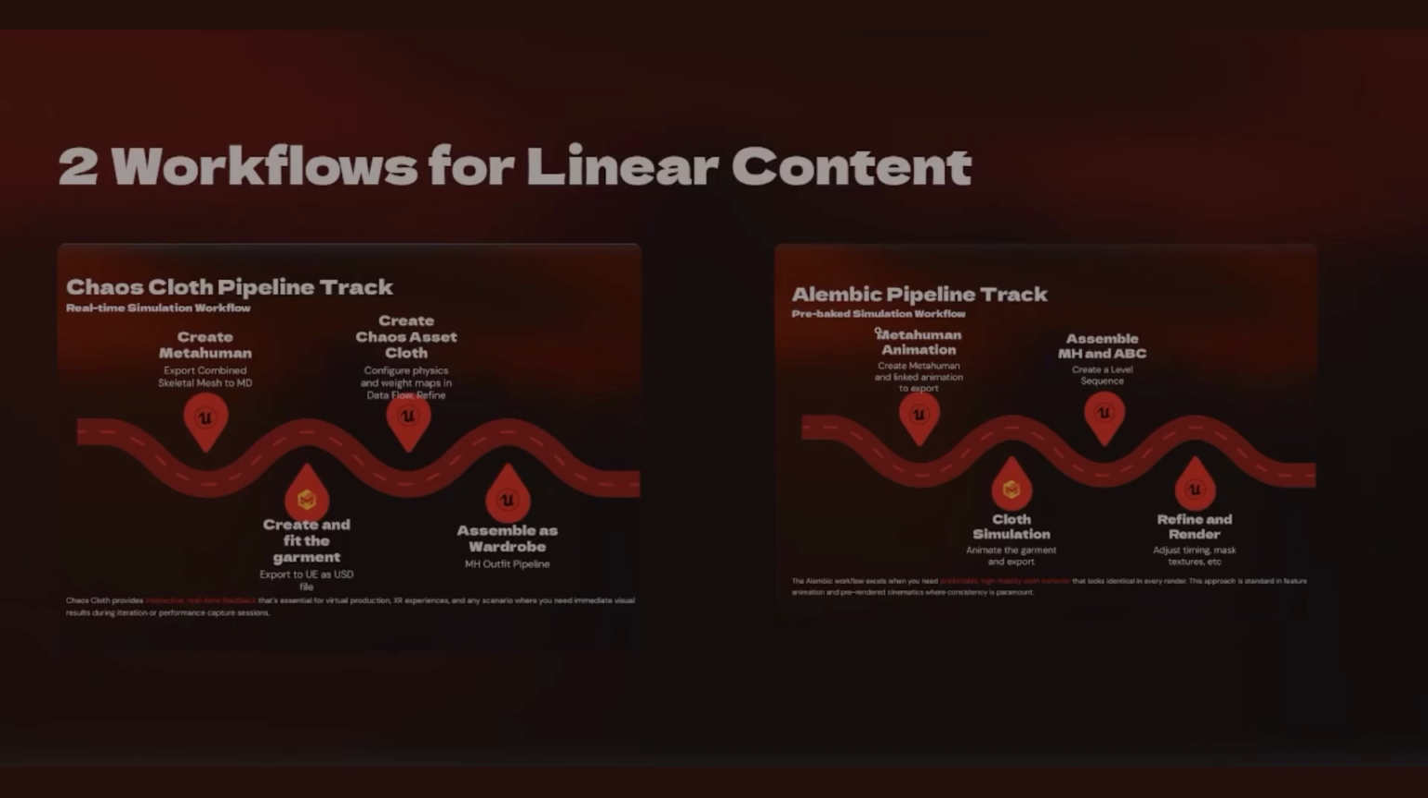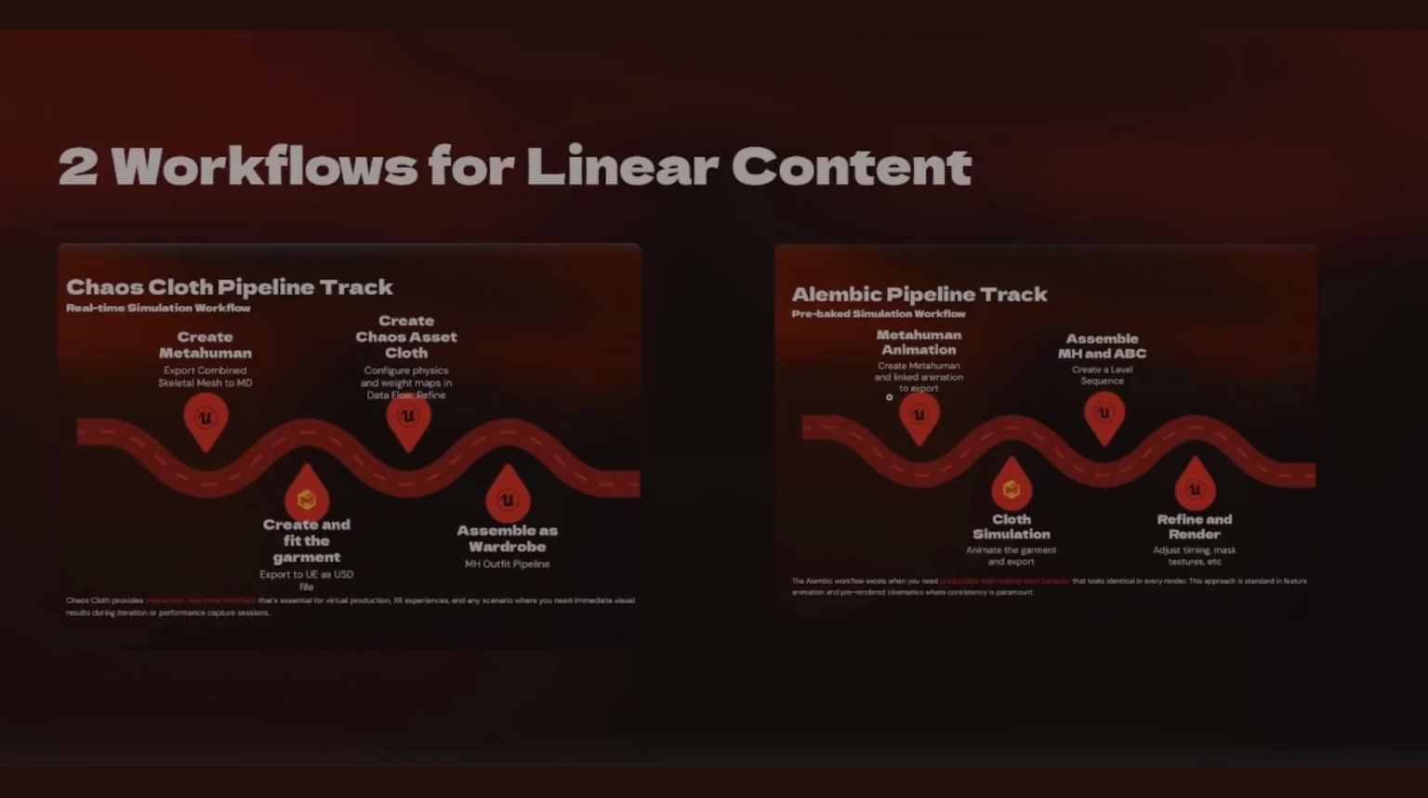Unlike Chaos Cloth, this approach is pre-baked, meaning the simulation is calculated ahead of time. Alembic is a file format used to store baked animation data, including complex simulations like cloth, hair, or geometry deformations. When we say an alembic animation, we mean that the movement of every vertex on the mesh is pre-calculated and saved. This means no physics or simulations will run in real time. Everything is already baked into the file.